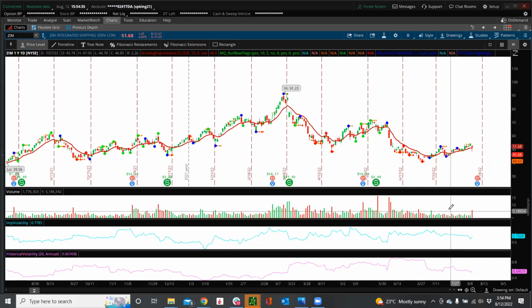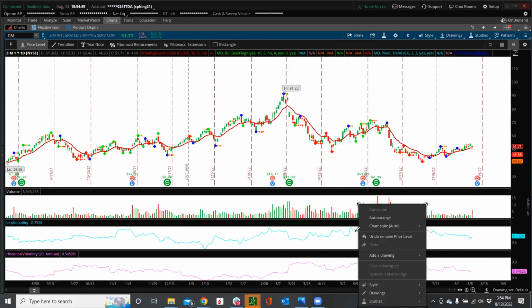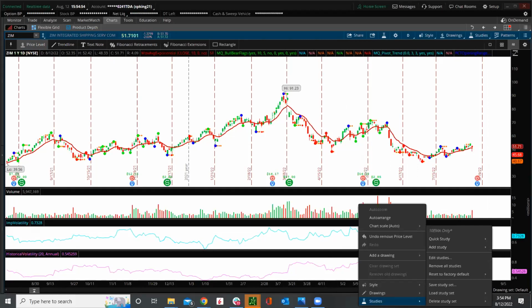Give me a 1 if you find that helpful to be able to determine the level of implied volatility. Good. Cool. Okay. All right. So let me get rid of these studies.